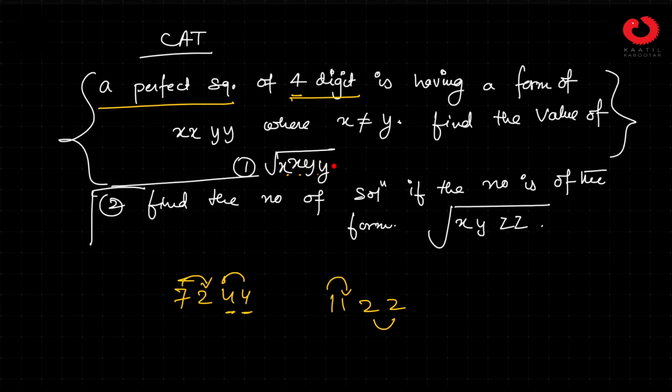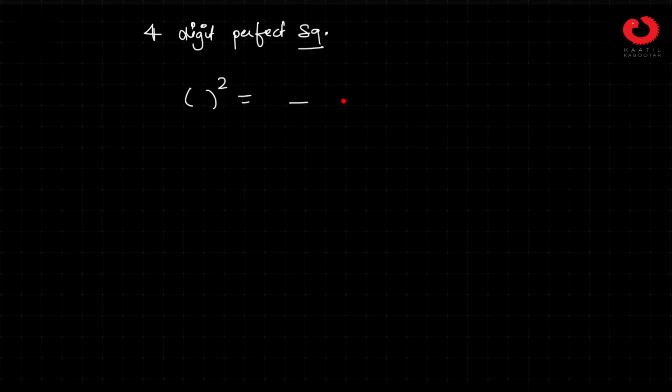So how to approach this question first? The very first thing is, you can give it a try yourself and see whether you can solve it or not. Then you can see the way I tried to solve it. The very first thing I see is that it's a 4-digit perfect square. So I will check what is the first number whose square will be a 4-digit number.